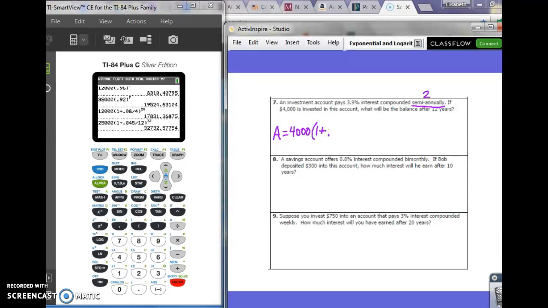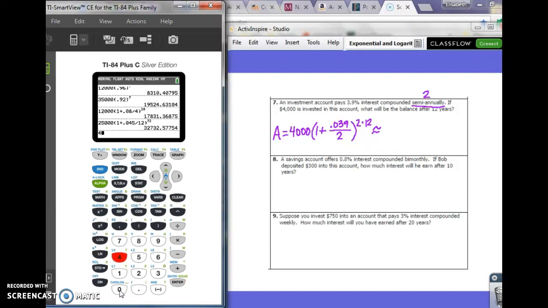So again, I've gone ahead and started to plug in values. 4,000 is my original amount. My interest is 0.039. Again, that's as a decimal, over, and I've got an additional decimal point down there that I don't need, over, since it's semi-annually, that's twice a year, and that same 2 will be in the power, and you're wanting to know the balance after 12 years, so the exponent will be 2 times 12, or 24.